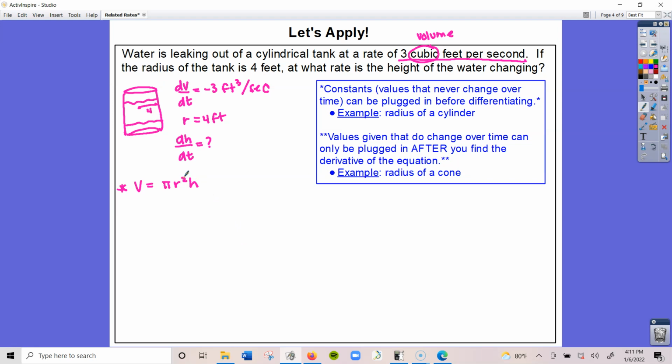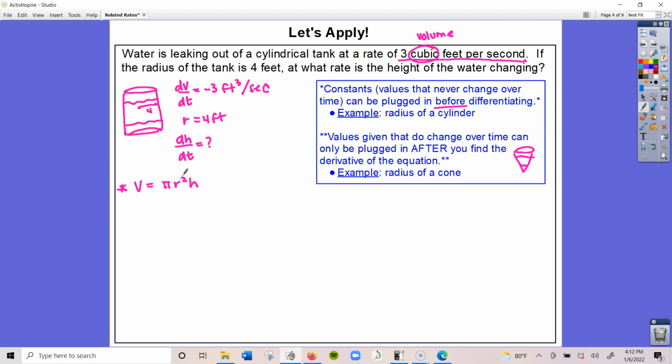So I can plug in my constants before I even differentiate. Constants, values that never change over time, can be plugged in before you differentiate, much like the radius of a cylinder. Versus if we were given a cone, if water is up to here, my radius is different than if the water is here. I would not be able to plug in the radius until after I differentiate.